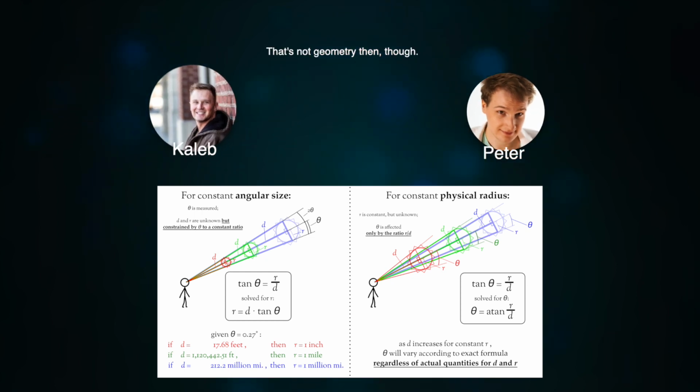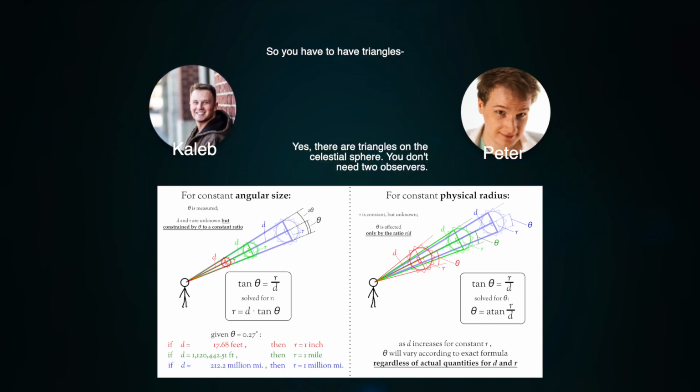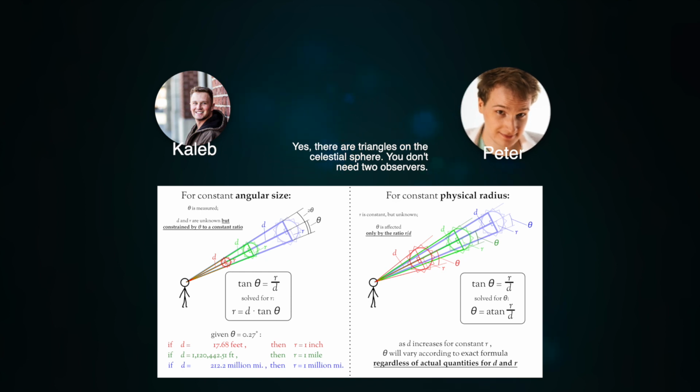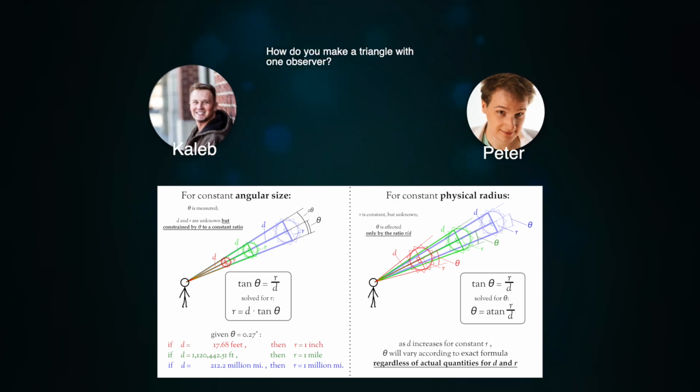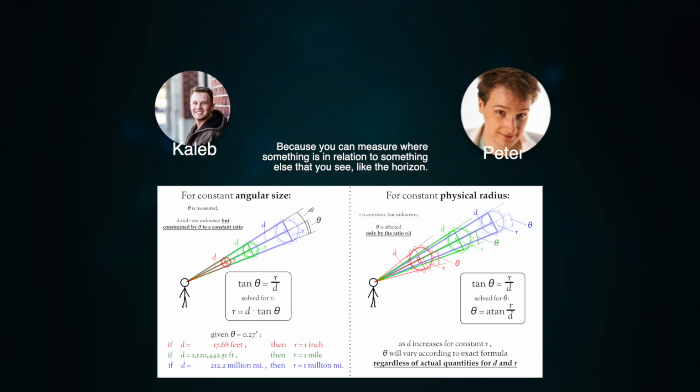That's not geometry then, though. You're not using geometry. Yes, it is. Geometry is using triangles. Yes, you have to have triangles on the celestial sphere. You don't need two observers. How do you make a triangle with one observer? Because you can measure where something is in relation to something else that you see, like the horizon. So from one vantage point, you can say how many degrees above the horizon the sun is. You only need one observer to do that.